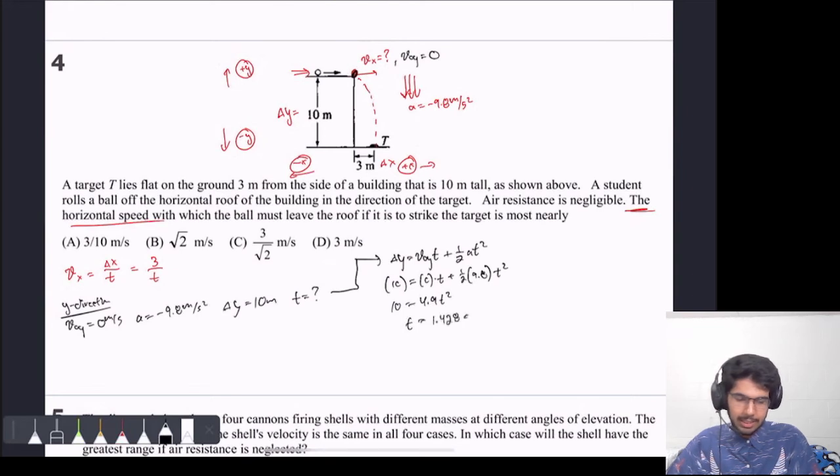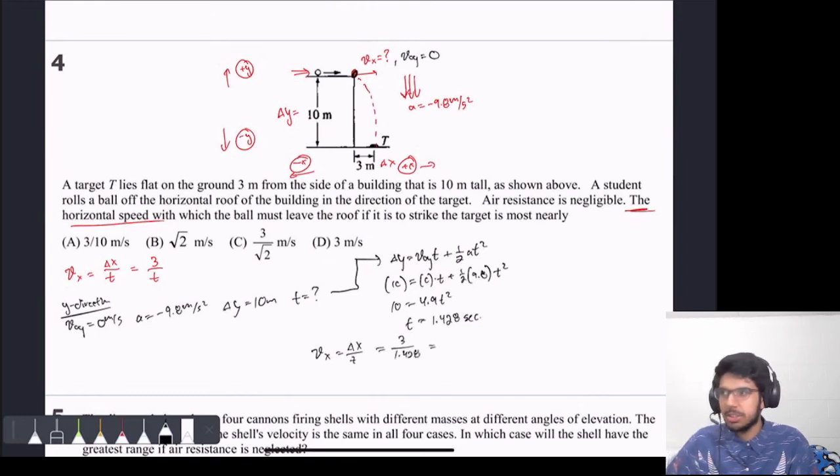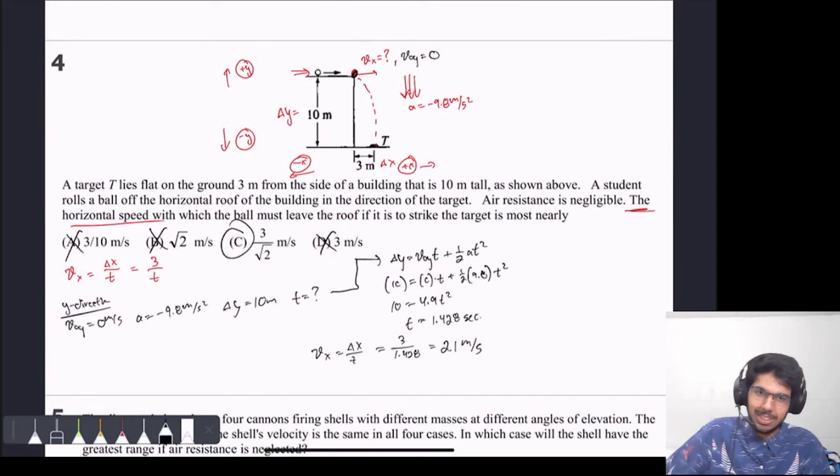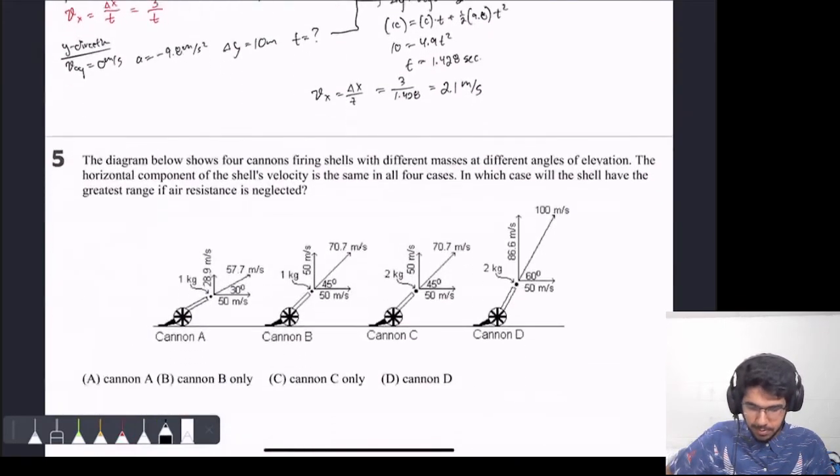And then t equals 1.428 seconds. And then from that, we can just substitute Vx equals delta x over t. That equals 3 divided by 1.428. And if we solve for that, we should get 2.1 meters per second. And if you compare it to all of these values, it's less than 3. Square root of 2 is like 1.4. 3/10 is much less. It's very close to this value of c. So that's our answer.